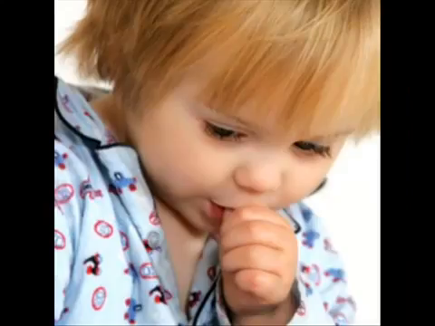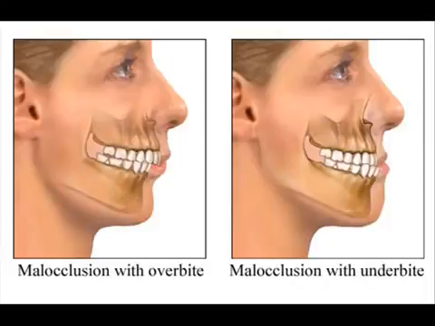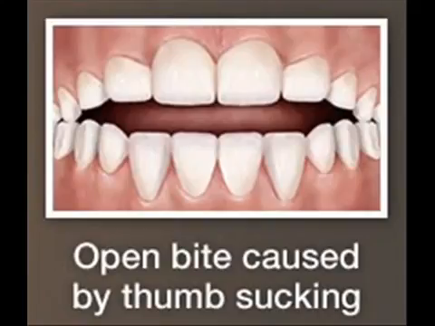Other problems that may occur regarding the maxillary bones are malocclusion and open bites that may be attributed to thumb sucking. Malocclusion occurs when the top and bottom dental arches do not form a snug fit due to misalignment of teeth. Open bite occurs when the anterior teeth of both dental arches don't meet when the jaw is closed, resulting in a space between them.